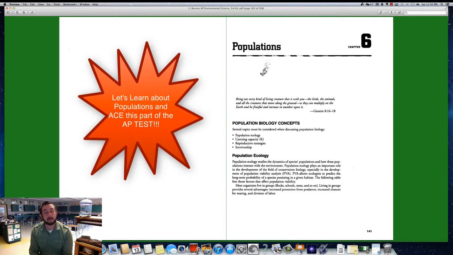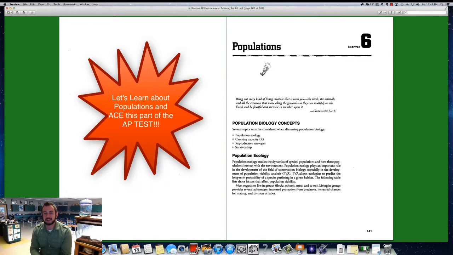And this week we're talking about populations with chapter 6. We're going to discuss a couple of different topics: population ecology, carrying capacity, reproductive strategies, survivorship, and also the human aspect of populations and how ours has changed over the past years. So that's kind of what we're going to be looking at today with populations.